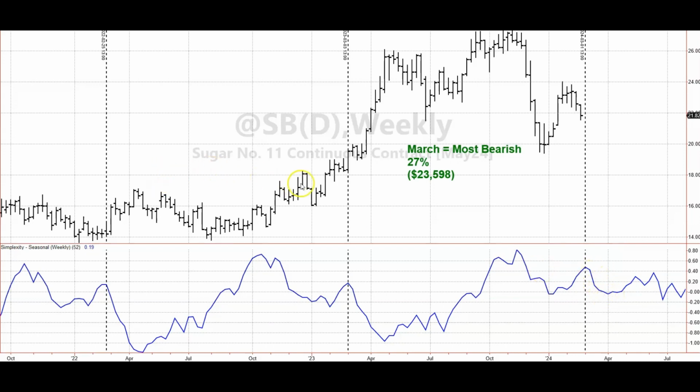And if we look at the last couple years in prices for sugar, sugar has bucked the seasonal trend in the last 2 years. March came in, March rallied 2 years ago. Last year, March rallied, and then April really rallied.